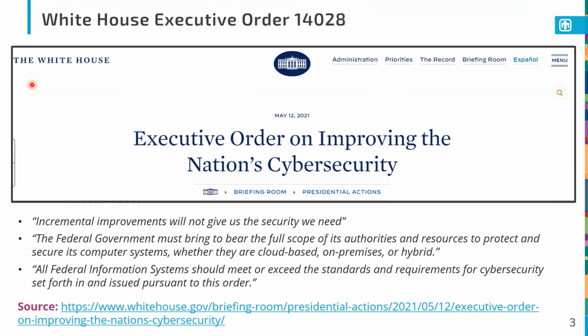In the last couple of years, an executive order on improving the nation's cybersecurity came out, Order 14028, from the White House. A few key quotes from that executive order: Incremental improvements will not give us the security we need. The federal government must bring to bear the full scope of its authorities and resources to protect and secure its computer systems. And all federal information systems should meet or exceed the standards and requirements for cybersecurity that are set forth in this order. There's debate at different institutions about what constitutes a federal information system.